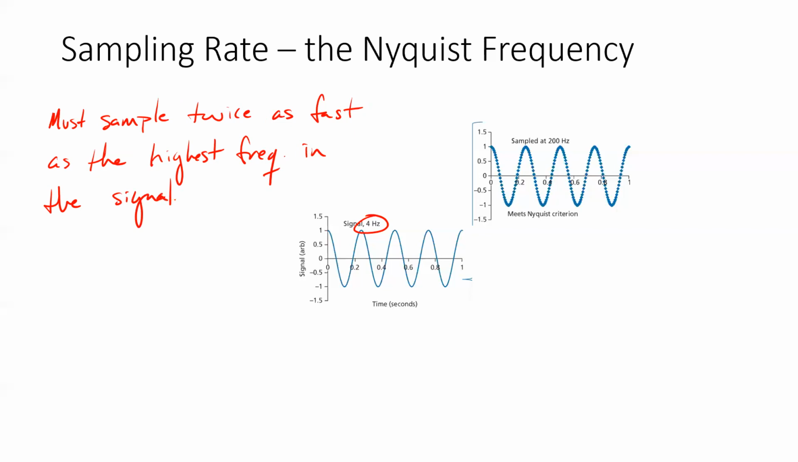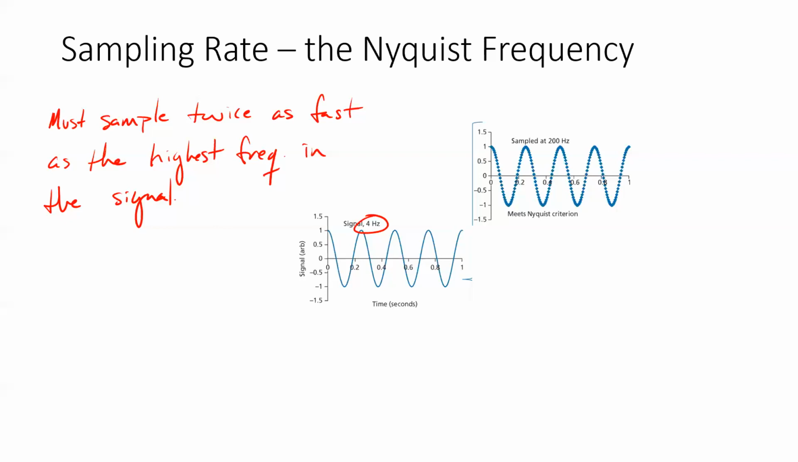Right? And so if we have a whole range of frequencies, we need to sample twice as fast as whatever the highest frequency is for that particular signal. If we look here, 4 hertz, this first scan is at 200 hertz, right? And so for every wave, how many data points do we have? 200 divided by 4. 50. Excellent. And so each wavelength has 50 data points. It's so easy to see what frequency that should be, right?